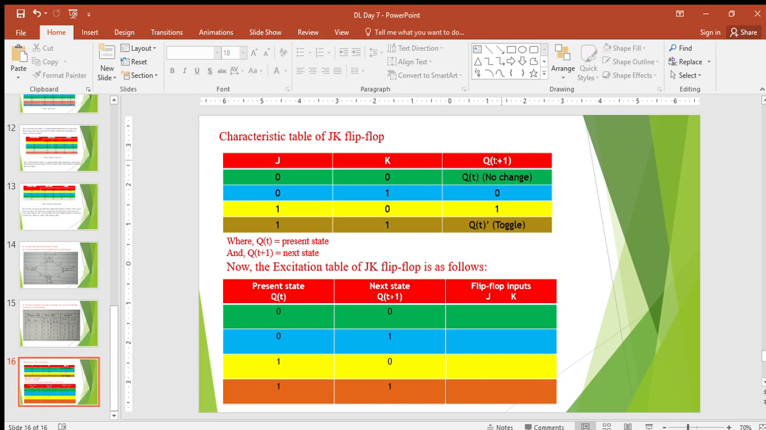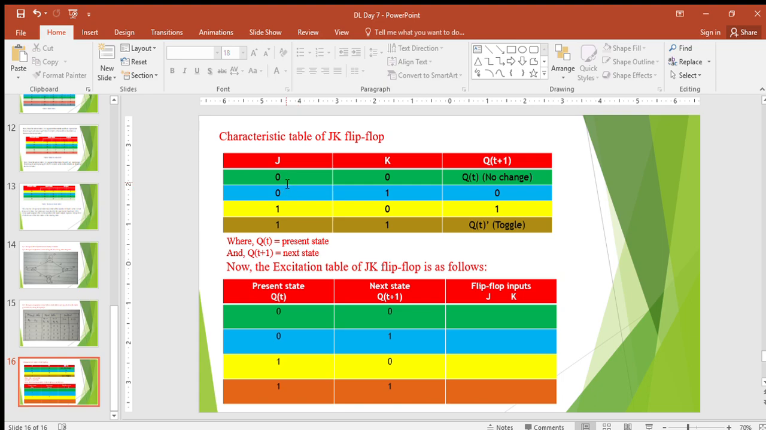When both inputs of the flip-flop, J and K, have the value 0, then Qt plus 1, that means the next state, will provide the value of Qt, which is the present state. That is the no change condition. It means if the value of Qt is 1, then the value of Qt plus 1 will also be 1. If the value of Qt is 0, then the value of Qt plus 1 will also be 0, if both the values of J and K are 0.